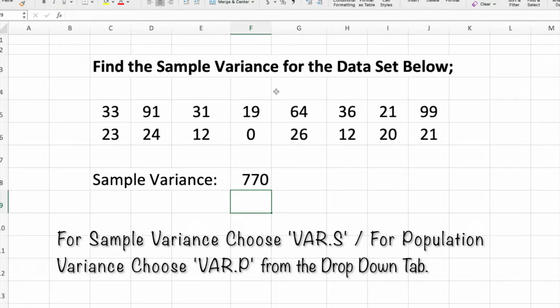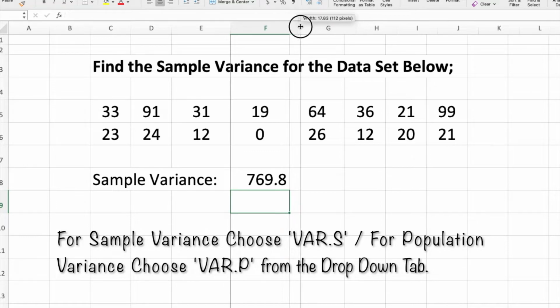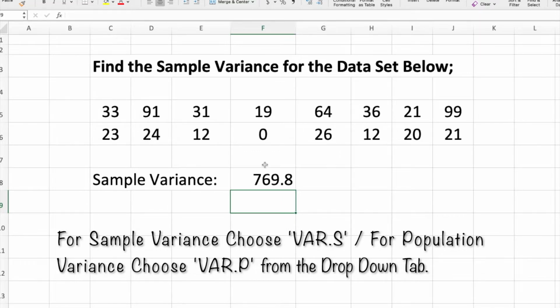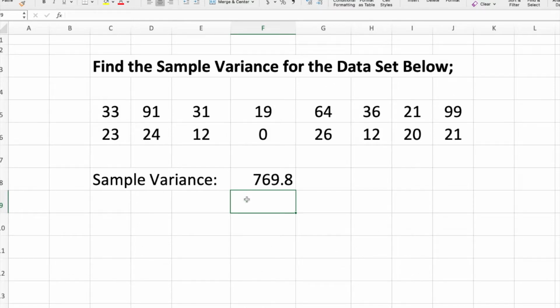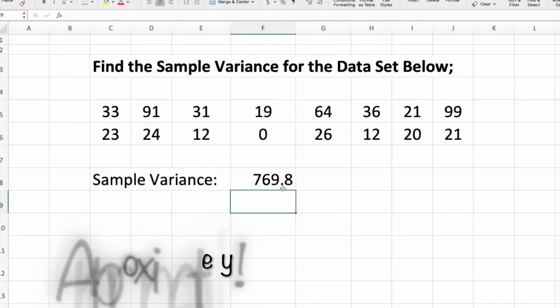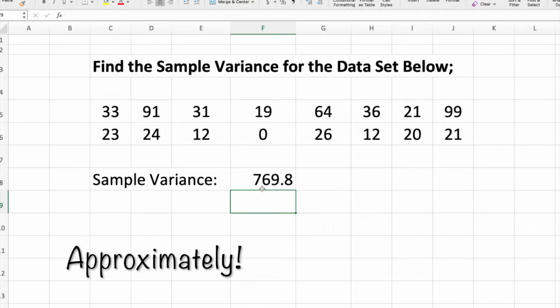And that is 770. Is that 770 or is there a little more extra here? Oh, it seems like there's some decimal here. So yeah, that is 769.8. We find the sample variance. Again, whatever the standard deviation is, if you square it, it should be close to that approximately.